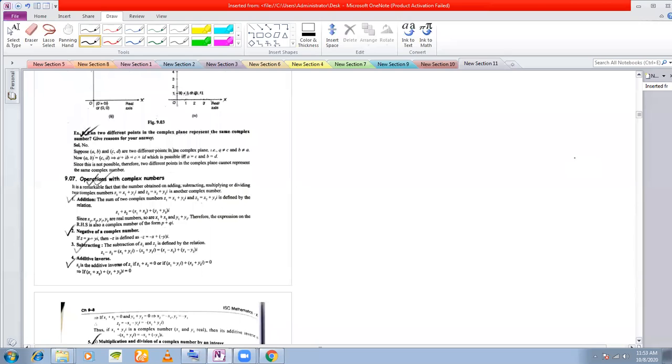Next we come to operations on complex numbers. What do you mean by operations on complex numbers? How you add, subtract, divide, multiply complex numbers. These are all operations on complex numbers. The first operation that we discuss on complex numbers is addition. How two complex numbers are added.